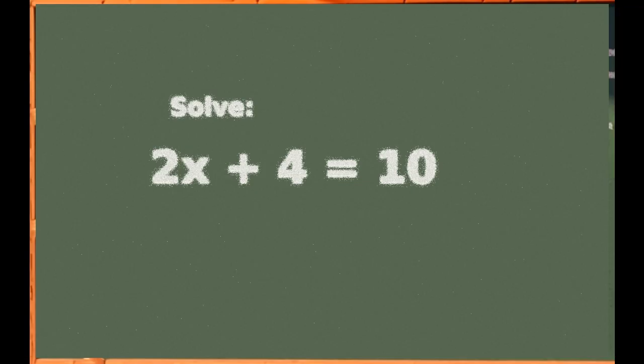Remember our golden rule: whatever you do to one side, you must do to the other. Let's start with this equation: 2x + 4 = 10. Our goal: find the value of x. Let's solve this step by step.